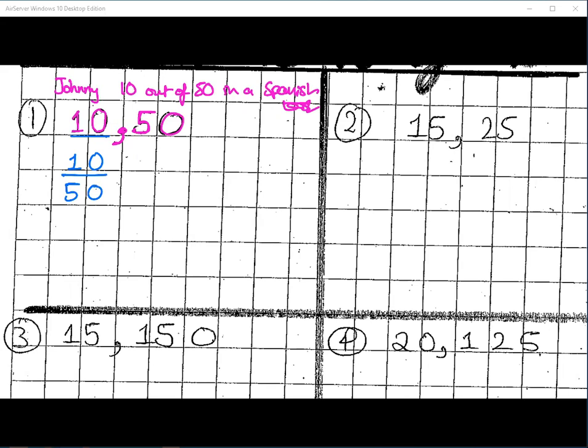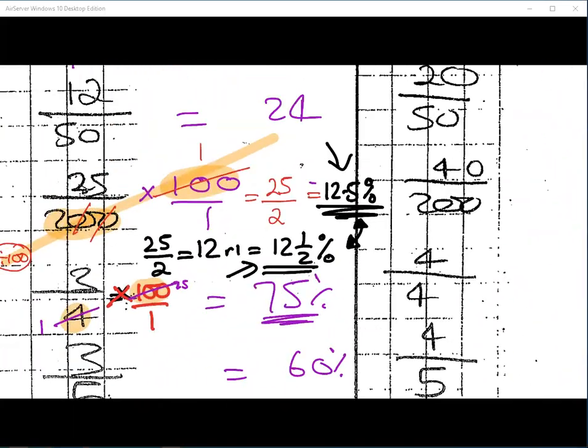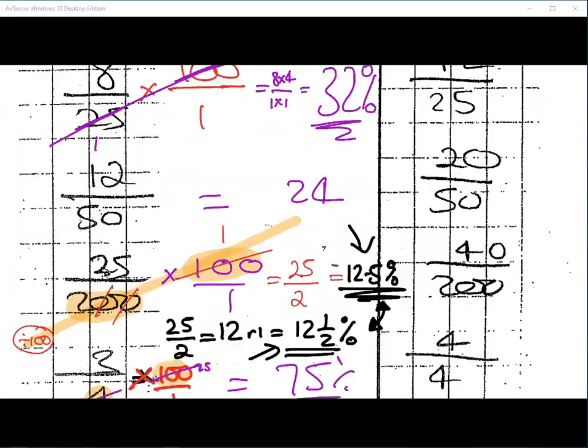So let's put a little note there of what we're doing. We put the first number on the top and the second number of our set on the bottom. So we've changed this question, 10 and 50, the context of Johnny doing a Spanish test, into a fraction. That's the most important thing. Put the first number on the top, second number on the bottom. Now we have a fraction, and now we just do what we were doing earlier, changing fractions into percentages.